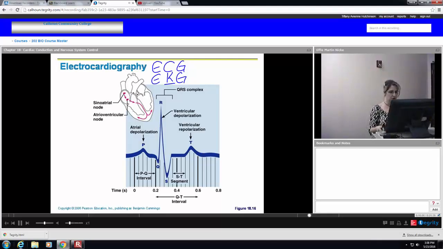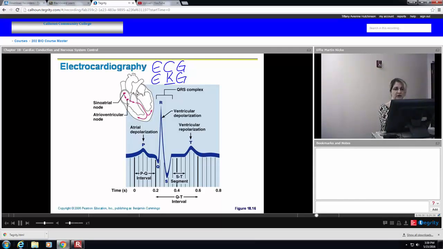So you can look at these ECGs and see what a normal heart rate, a normal impulse conduction should look like, and be able to use what you know is normal to diagnose something that's not going on as it should.